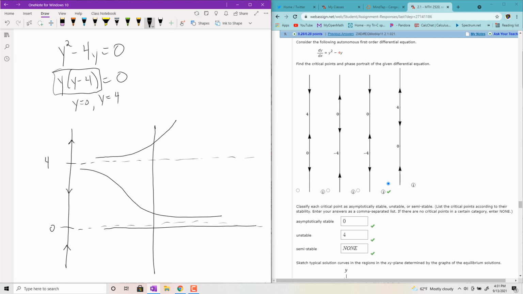So the point 4 is going to be unstable. The point 0 will be stable. And then we have some pictures of the typical solution curves. Oops, I lost one.